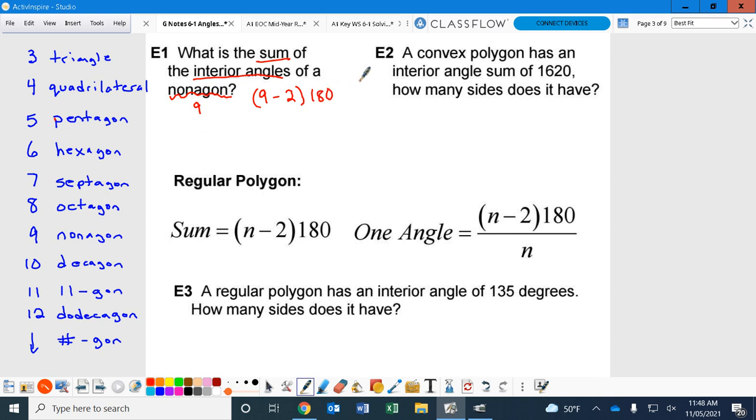Now, listen to me. I want you to try something on your calculators because I want you to see why it can cause you a problem. Try typing in 9 minus 2 times 180 just straight through. 9 minus 2 times 180.